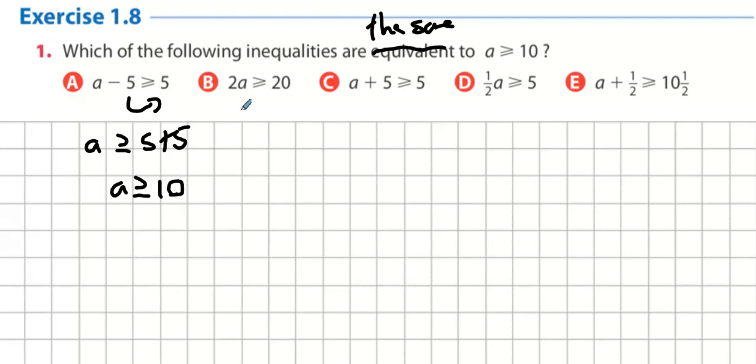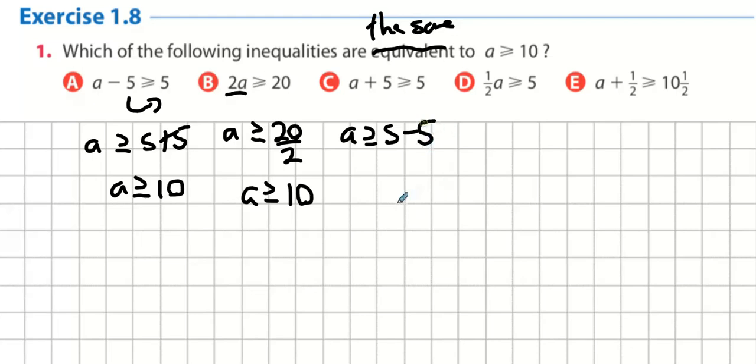Now, what about the second one? See the 2? It's a multiply by 2. And what can you do with that 2? Divide by 2. And what do you get? Now, what about the next answer? What do you think? Yeah, and what happens? And then what's the answer?